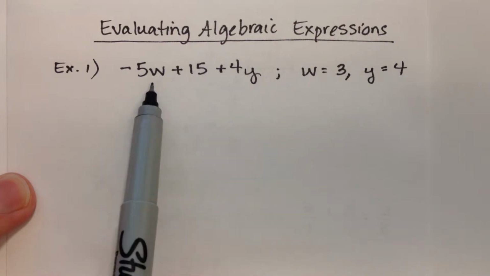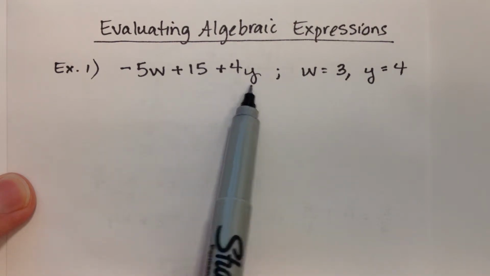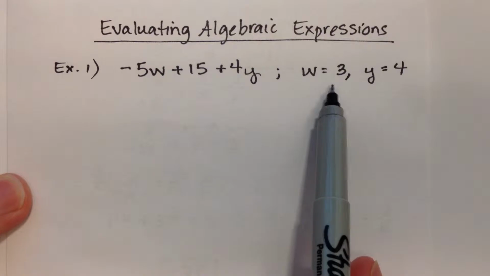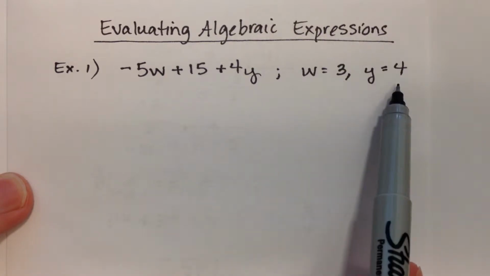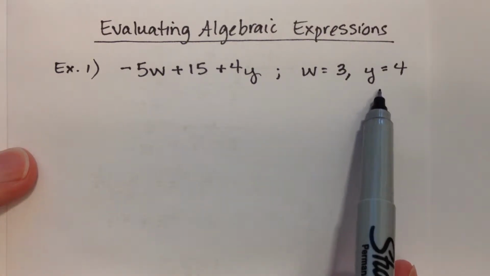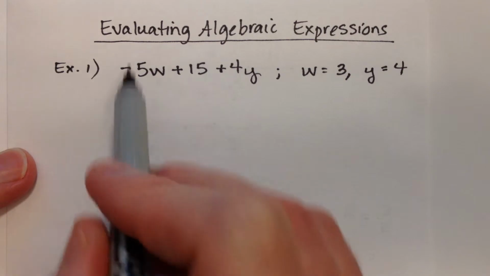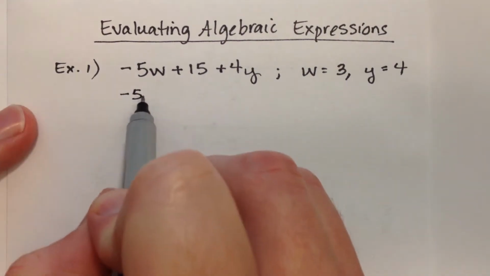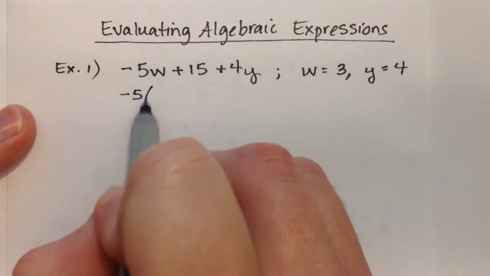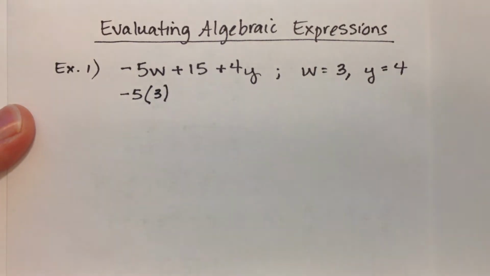We've got a couple of variables, a w and a y. And we've got values for these variables. We're going to say w is 3 and y is 4. So whenever we substitute these values in for the variables, we must always use parentheses. So this negative 5, my value for w is 3, so I'm going to put 3 in parentheses here.